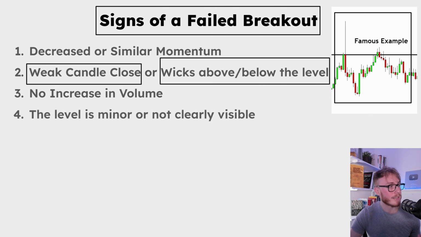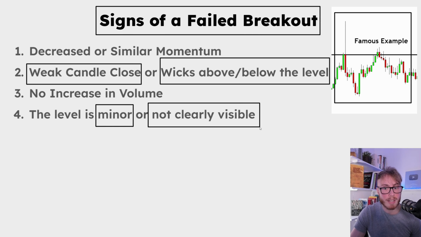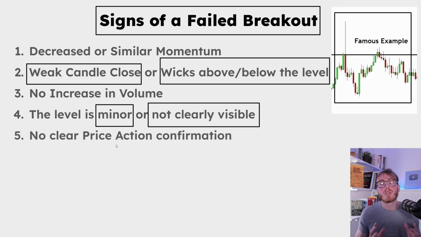The next point here is that the level is minor or not clearly visible on the chart. So remember from the Bitcoin example, that level was the most obvious level on the whole Bitcoin chart. So that made it a very good trading opportunity. But if the level is hidden or not clearly visible, this can be a bad sign. Last but not least, we're talking about no clear price action confirmation.